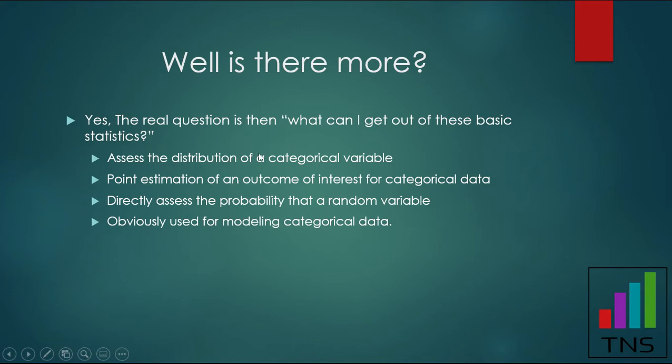It's assessing the distribution of the categorical variable. So it really helps us figure out what those distributions are, how they are, and how they are spread out. Obviously important for point estimation. It's for directly assessing the probability of a random variable. And of course, it's very important before you even do any modeling. So we always want to do good summary statistics before we start modeling. And that's a basic key step before using any model that can process categorical data.